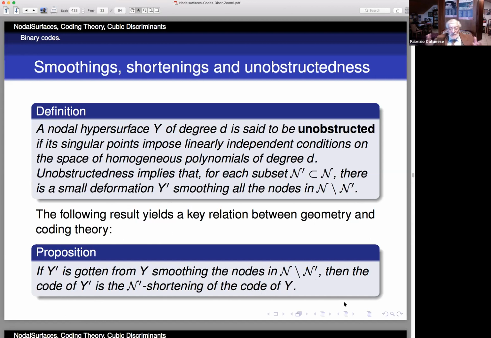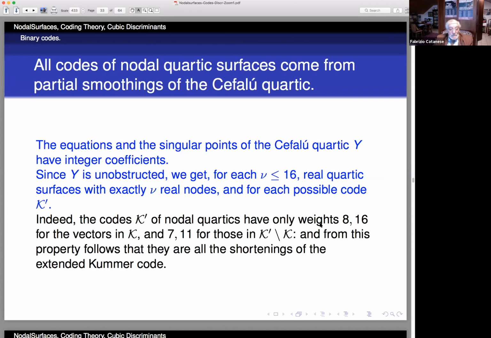And so this is important because the Cefalù quartic is unobstructed, and like all, in fact, nodal K3s. And so once I have a code, I get all its shortenings just by taking the smoothing. So the equations and the singular points of the Cefalù quartic have integer coefficients. Since Y is unobstructed, we get for each N prime not greater than 16 real quartic surfaces with exactly N prime real nodes, and for each possible code K prime.